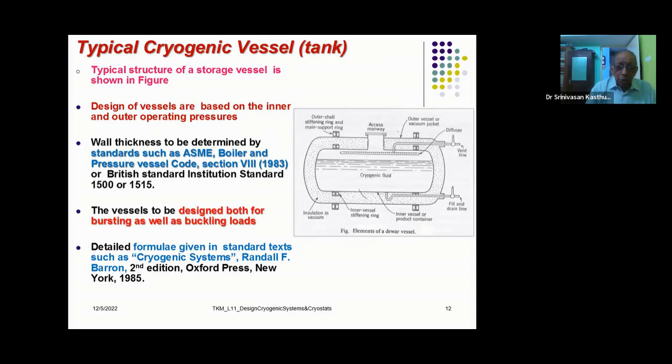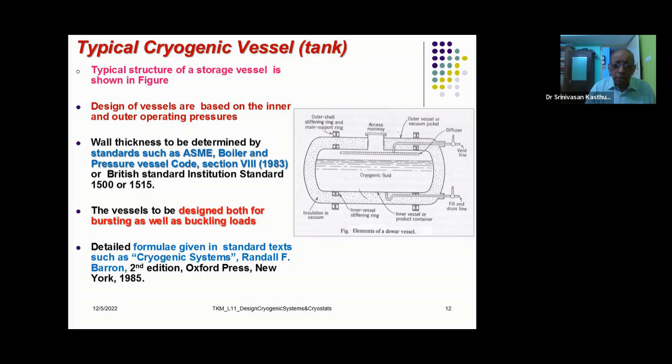Now, I am going to discuss a typical cryogenic vessel. How does it look? Now, you see on your screen a typical cryogenic vessel. First of all, there are two vessels. There is an inner vessel and there is an outer vessel. What about the in-between space? It is filled with a particular insulation. It can be a powder insulation or it can be super insulation or whatever may be the insulation, it will be filled in between.